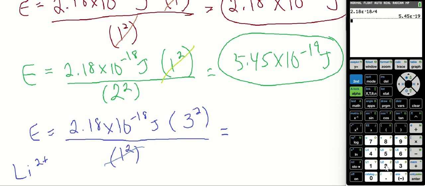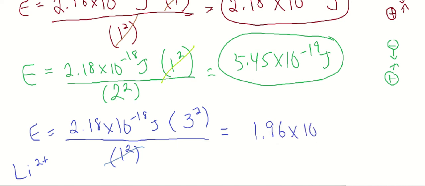All right, 2.18 times 10 to the negative 18 times 9 is 1.96 times 10 to the negative 17 joules.